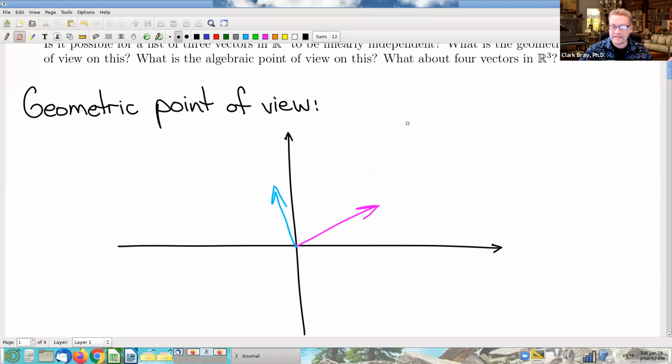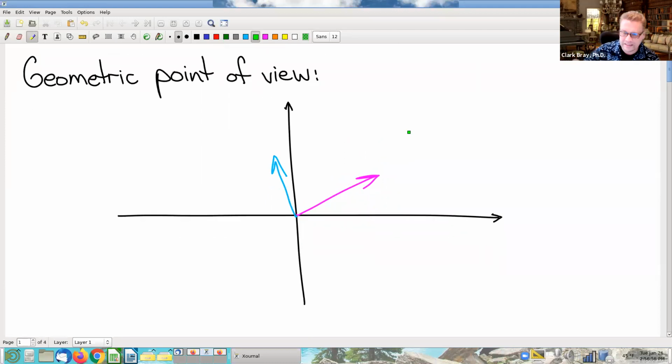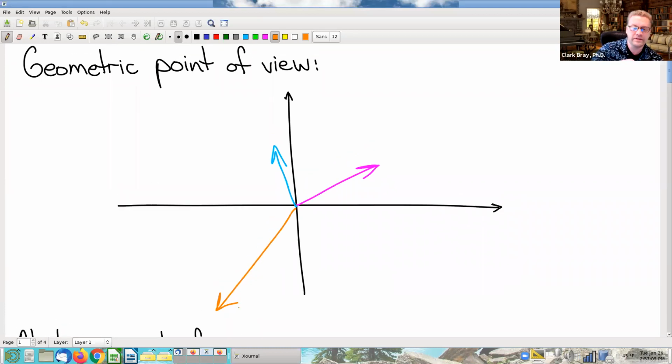And likewise, in some sense, there's no way around this at this point. Let's look at any vector, whatever vector I might choose. How about this one down there? Well, that is going to be some multiple of this first vector.